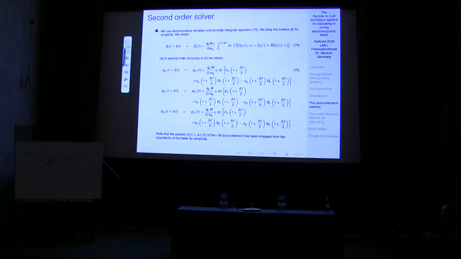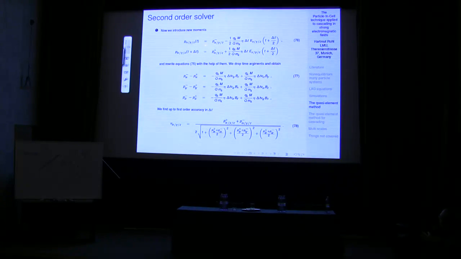So what one does is one formally integrates the classical equation from t up to t plus delta t, and then approximates this integral up to second order. So those equations are accurate up to second order. Then one introduces new momenta, p minus and p plus. They are essentially the original momenta shifted by those quantities here, so the work done by the electric field is taken out.